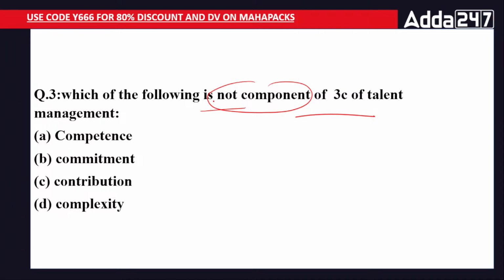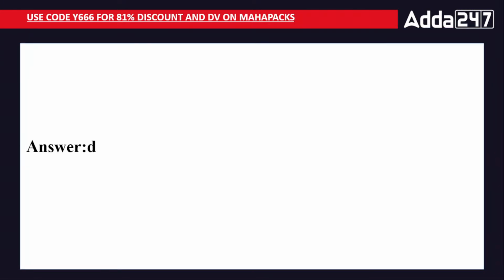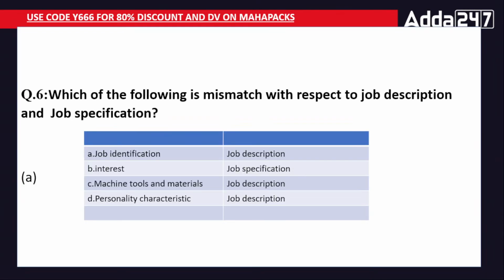See, McKinsey gave this term, talent management. Talent management means to nurture the talent, to manage the talent. So competence is part of the 3 C's, along with commitment and contribution. But complexity is not part of the 3 C's of talent management. So D is the right answer. This question also came last year.